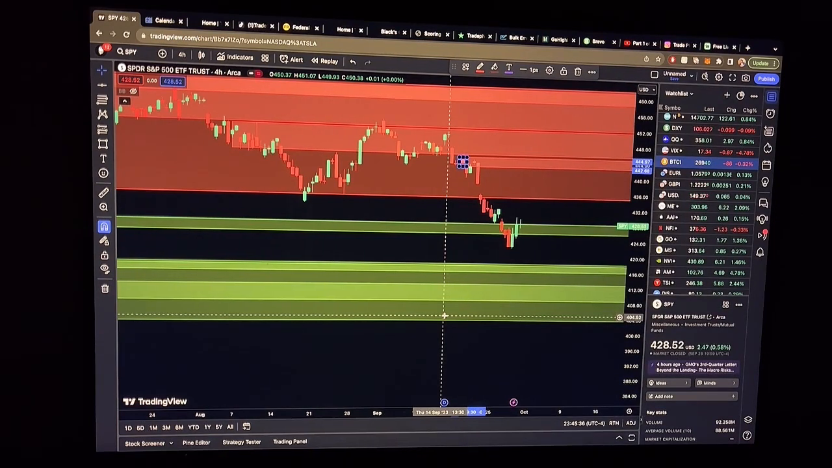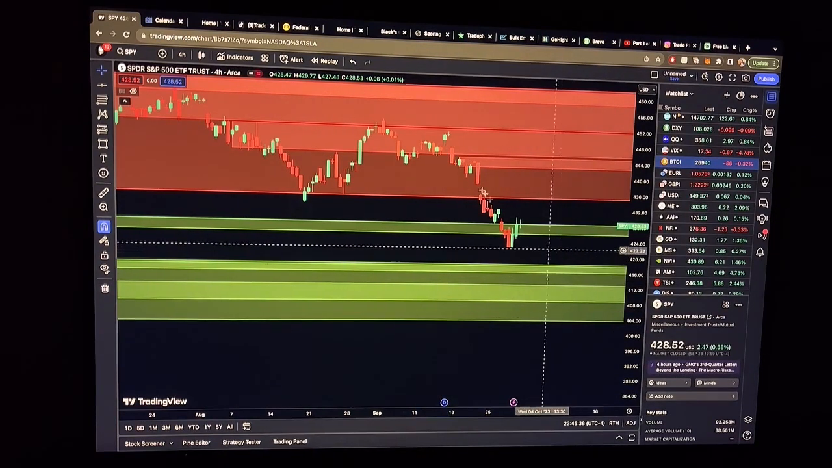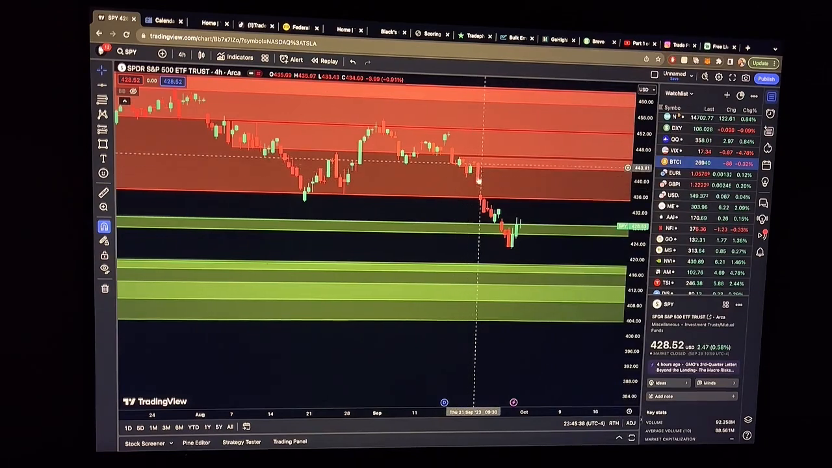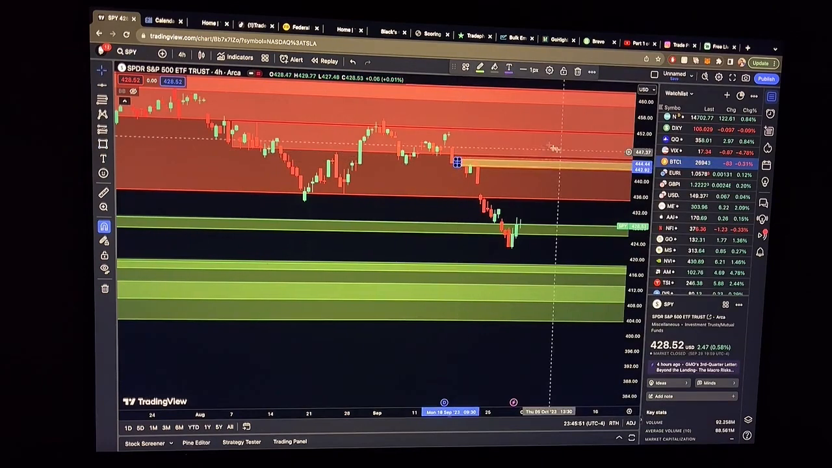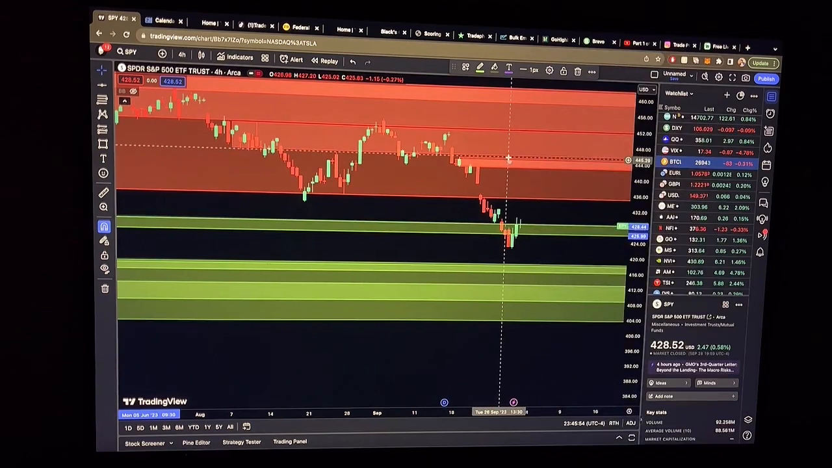Here we are in the fours, my man. I mean, fours are not really going to change. It's just going to be the same structure. Rally-based drop. Does that make sense? There's the little area of imbalance. And really, it's a drop-based drop right here as well. So we can draw it in, and you can see there's a correlation right there.